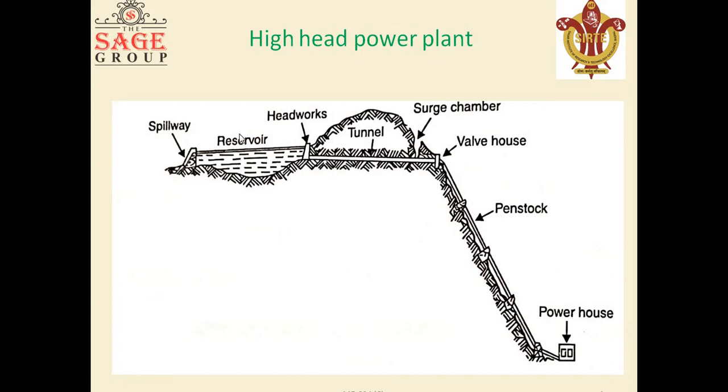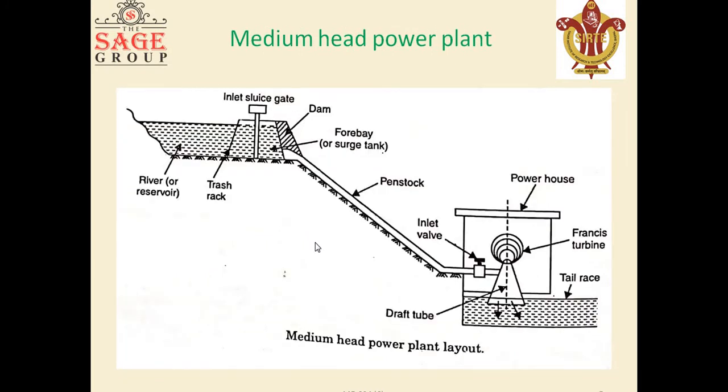These are all the elements shown in the high head power plant: reservoir, tunnel, surge tank, valve, penstocks. These elements are discussed separately, because one of the most important chapters is the spillway. Then the second one is the medium head power plant.